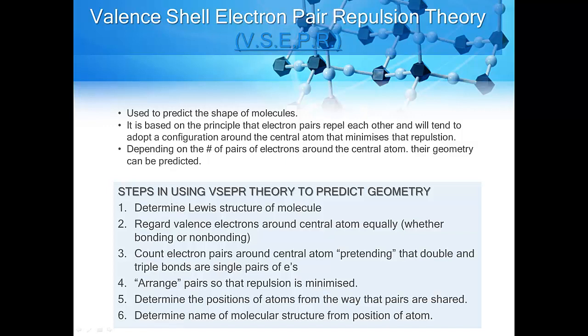Now you count the electron pairs around the central atom. You pretend, if you like, that double and triple bonds are just a single pair of electrons. So you count your bonds to other atoms. It doesn't matter if it's a double bond or a triple bond, you count that as just a bond of some kind to one other atom. You also count your lone pairs as well. Arrange pairs so that the repulsion is minimized, determine the positions of atoms from the way that the pairs are shared, and determine the name of the molecular structure from the position of the atoms.